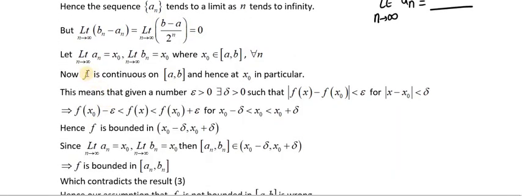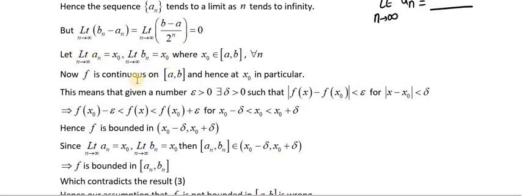That's why I am going to take limit n tends to infinity of an equal to x naught, and limit n tends to infinity of bn is also x naught. X naught is also a point belonging to the closed interval a comma b. So, whenever this condition is true, observe here, limit n tends to infinity of an is x naught, limit n tends to infinity of bn equal to x naught. X naught minus x naught is 0. So, it is possible to consider like this.